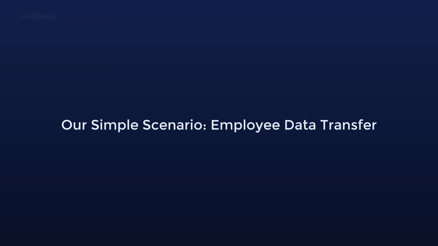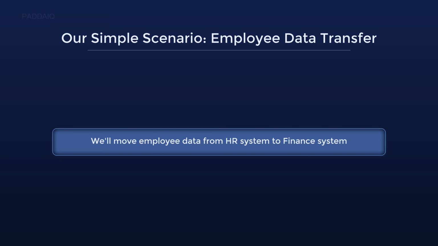Our simple scenario: transferring employee data securely. We will move employee data from HR system to finance system. This means transferring information like employee details between two different business systems. For example, when a new employee is hired in HR, their payroll information needs to reach the finance department for salary processing. This ensures both departments work with consistent, up-to-date information.